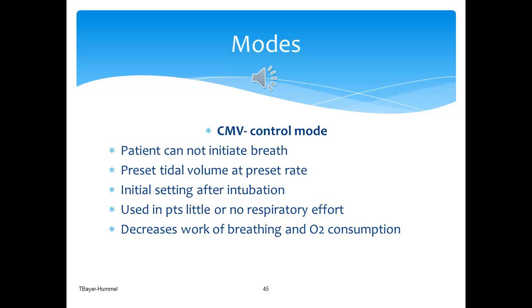So the difference between CMV and assist control is that assist control will have the same settings of a preset tidal volume at a preset rate. However, it will allow the patient to initiate a breath at a preset tidal volume. So no longer do we have this patient fighting the ventilator, or something called bucking the vent.